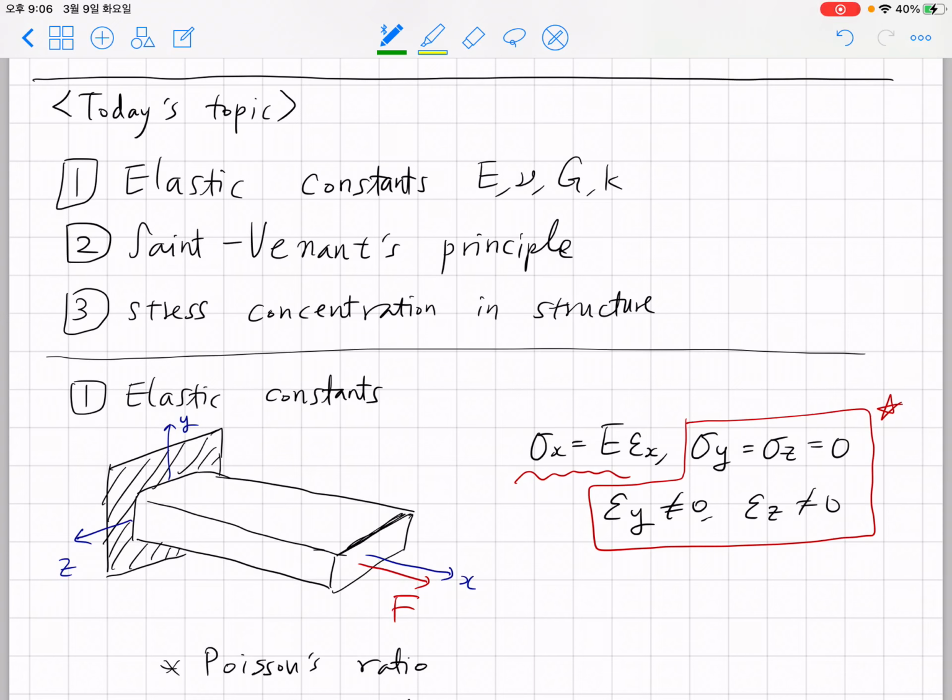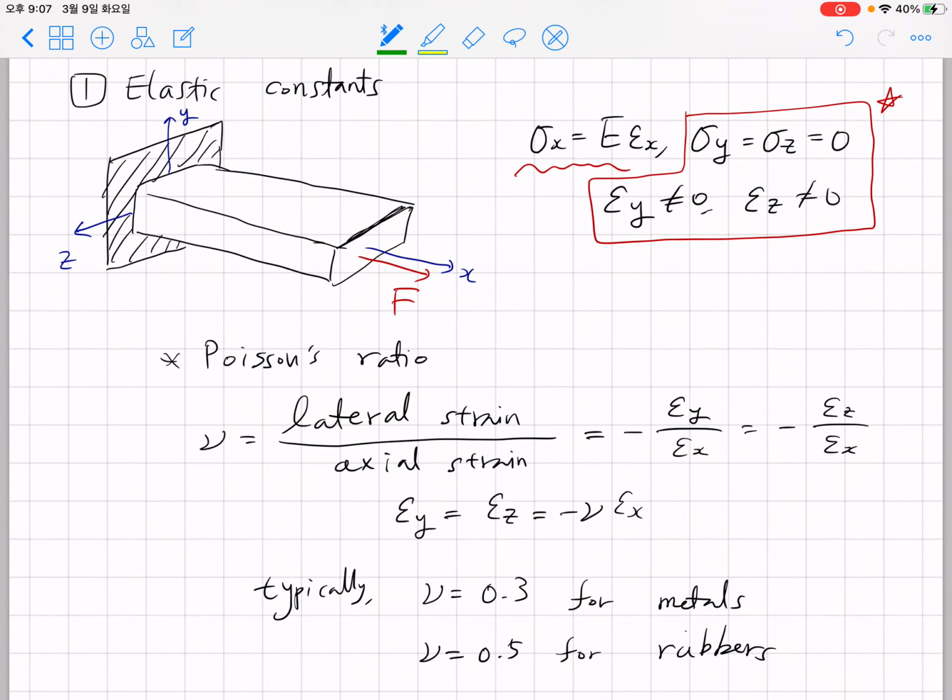So today we're gonna cover three topics. First one is four elastic constants: Young's modulus, Poisson's ratio, shear modulus, and bulk modulus K. As a second topic, we'll discuss Saint Venant's principle. And third topic, we'll discuss stress concentration in structures. So let's begin from the first topic, which is elastic constants.